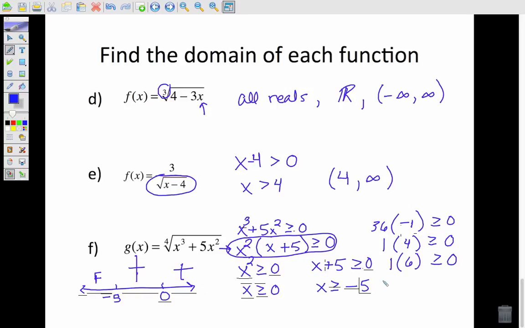To the right of negative 5 is true. What about negative 5 itself? Let's put negative 5 in. Negative 5 squared, that's 25. Negative 5 plus 5 is 0. Is this greater than or equal to 0? That's true. So my domain for this is x is greater than or equal to negative 5, because this is where we're finding it to be true. So then you've got bracket negative 5, comma, infinity. That's the official form.